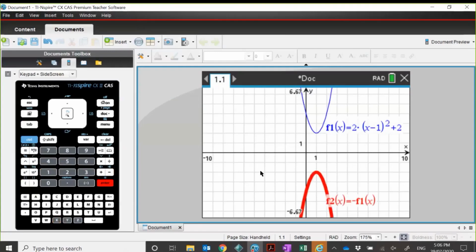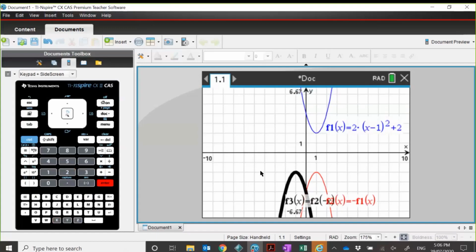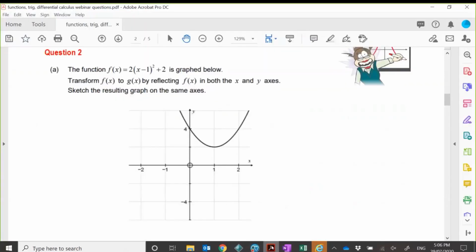I then want to reflect that again in the Y-axis. So I'm now up to function 3, and remember to reflect in the Y-axis, we put a negative in front of the X value. We're switching the X values around. So I'm going to get function 2, which I just graphed, and I'm going to switch the X values around. By putting a negative in front of the X, I'm reflecting in the Y-axis. And when I do that, there is my reflected function.